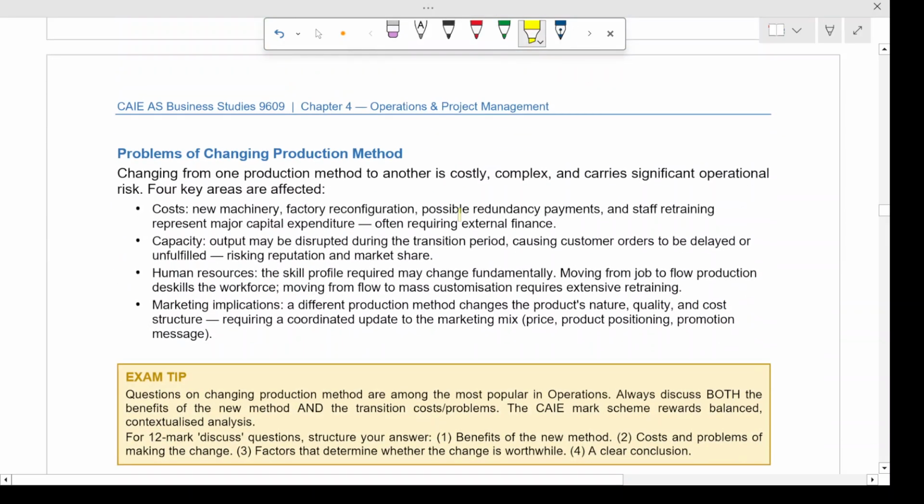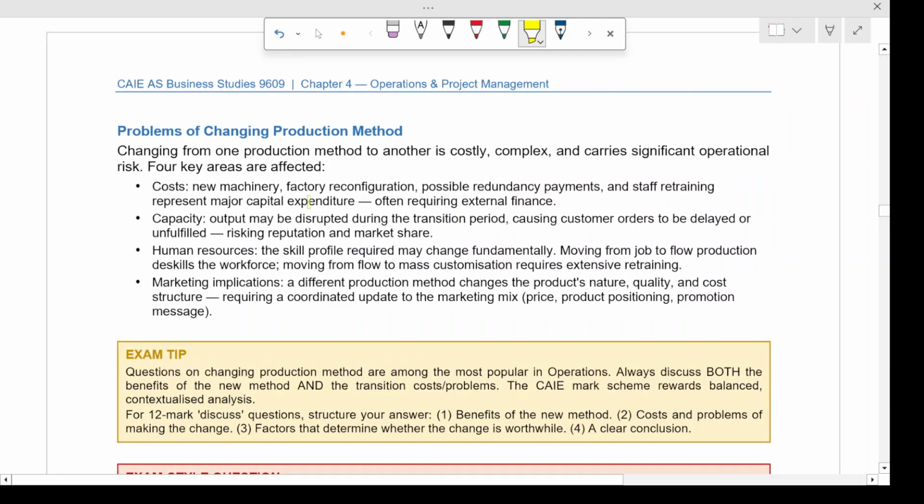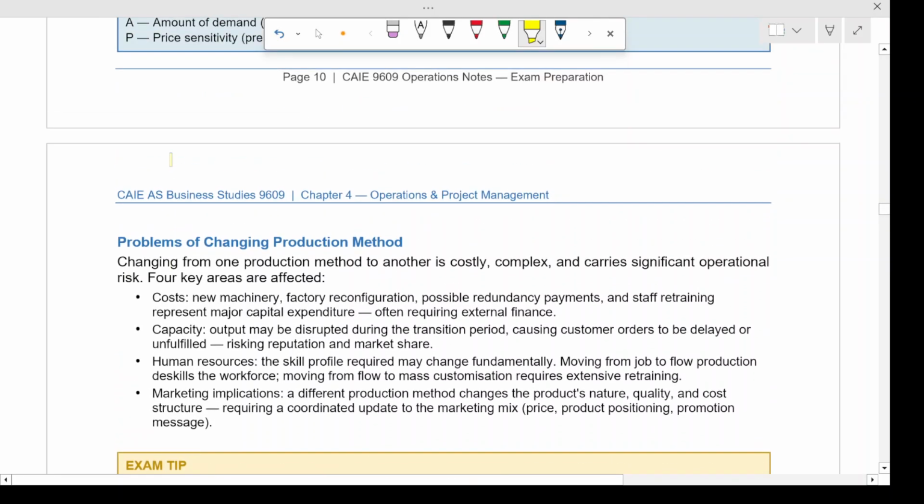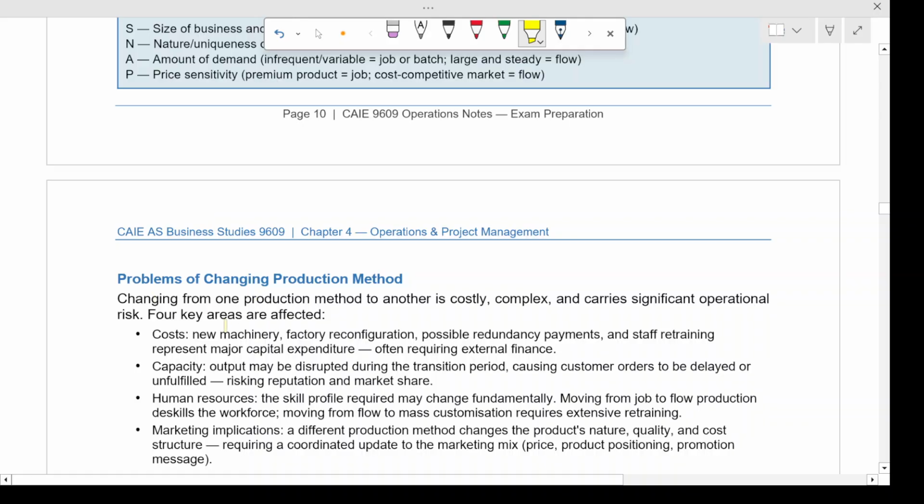And moving on, problems of changing production method. There are different problems when you are changing production method. Changing from one production method to another is costly, complex, and carries significant operational risk. Four key areas are affected. The first one is costs. New machinery, factory configuration, possible redundancy payments, and staff retraining represent major capital expenditure.